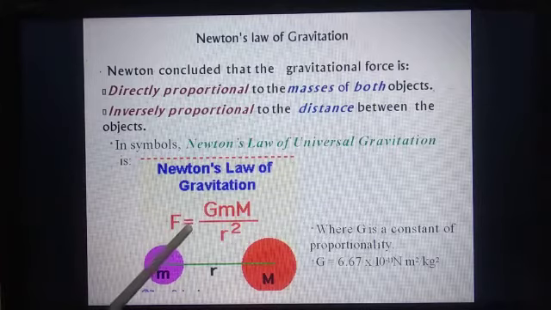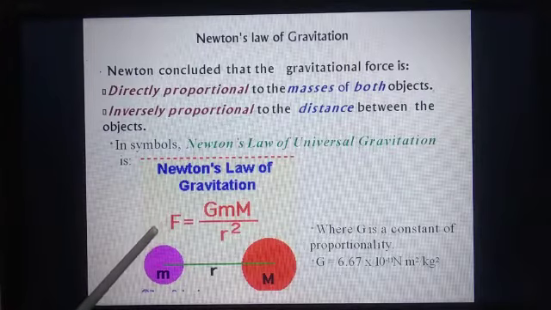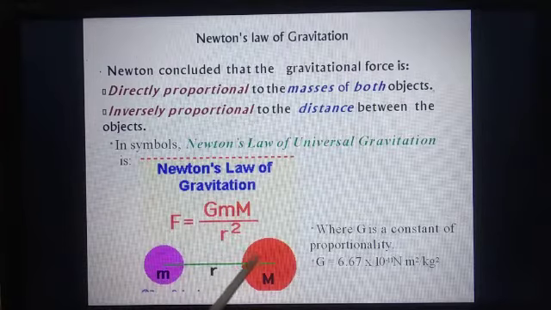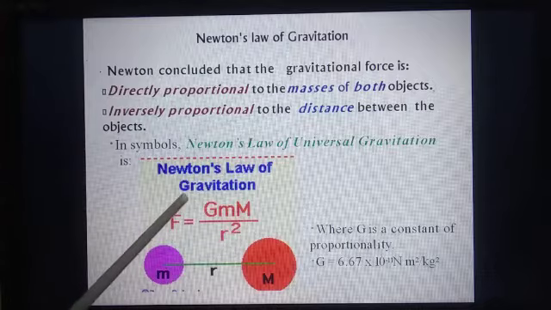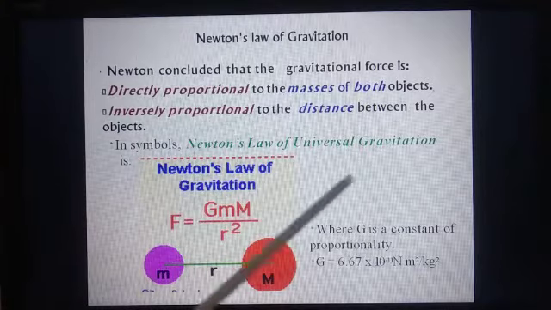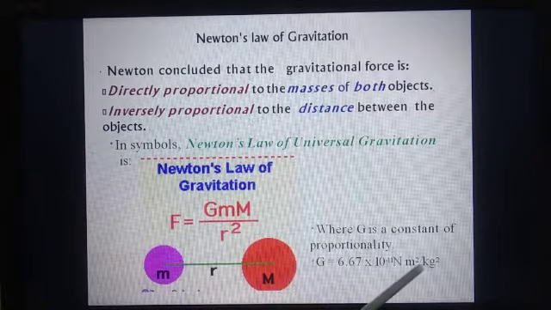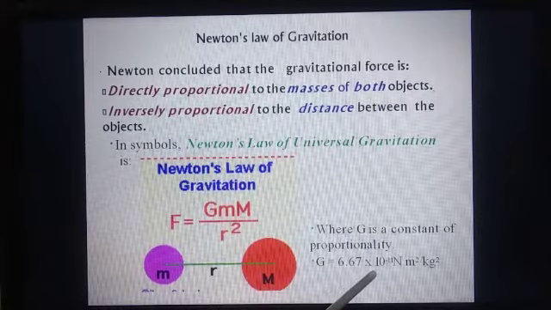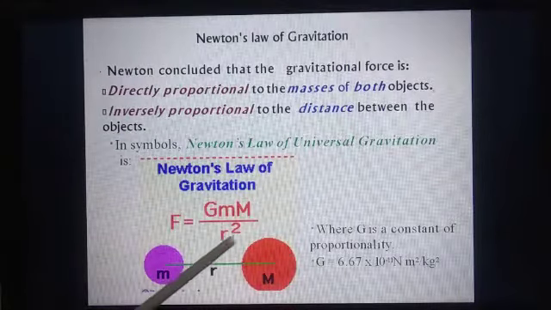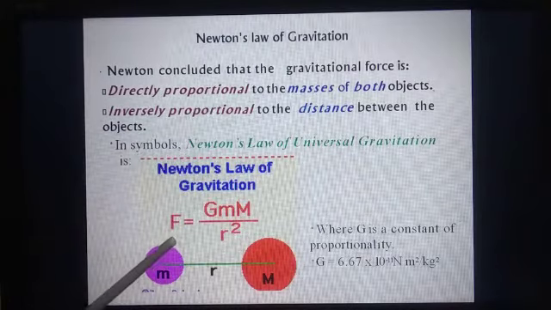This is the mathematical form of Newton's law of gravitation. As we know, the gravitational force is directly proportional to the product of masses and inversely proportional to the square of the distance between these two masses. And here we take one constant of proportionality, that is G, known as the gravitational constant, whose value I mention here is 6.67 into 10 raised to power minus 11 Newton meter square per kilogram square. Now we know that Newton's law of gravitation follows the inverse square law.